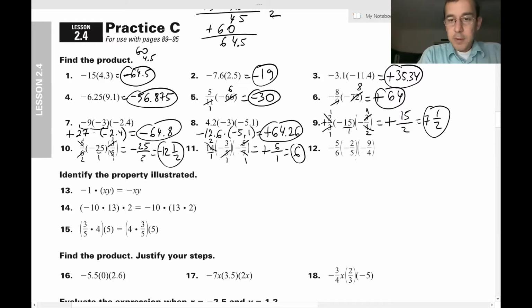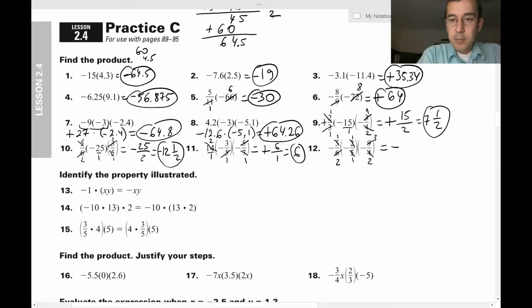Number 12, here we can cancel out 5 and 5. We have 1 here, 1 there. We can cancel out 2 and 4 by 2. We have 1 there, 2 here. Then we can cancel out 6 and 9 by 3. So 6 divided by 3 is 2, 9 divided by 3 is 3. So we end up with minus times minus is plus, and then plus times minus is minus.